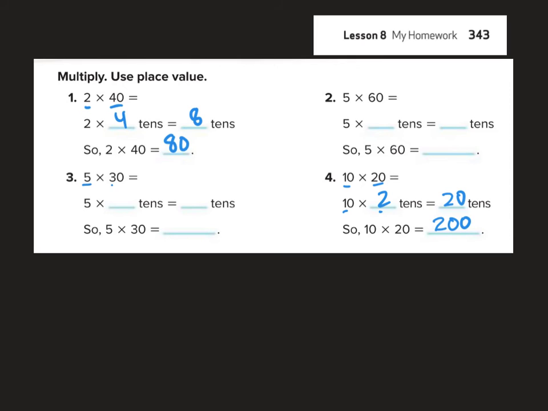5 times 30 is the same as 5 times 3 tens. 5 times 3 is 15 tens. So 5 times 30 is 150, right? Because whenever we see a tens, that just means it's a 0. Let's do another. 5 times 60 is the same as 5 times 6 tens. 5 times 6 is 30. 30 tens are worth 300. Okay, I've got one more page. Sorry, this was page 343. I forgot to say that at the beginning.